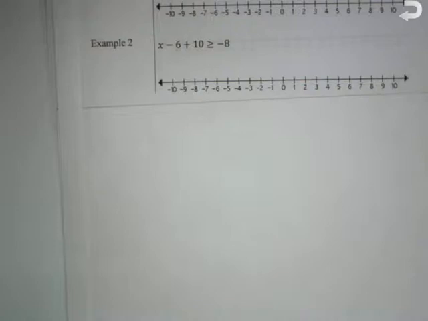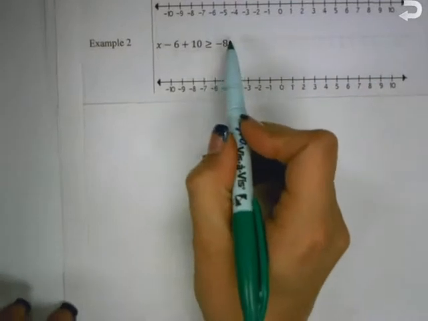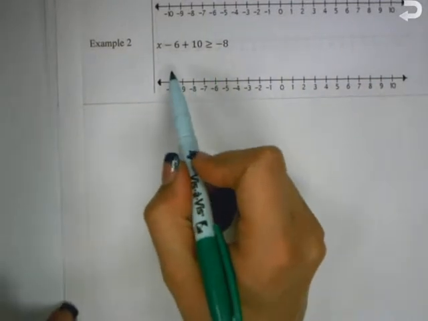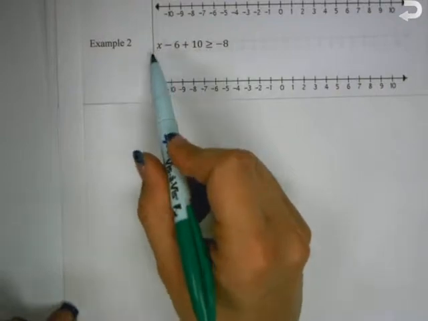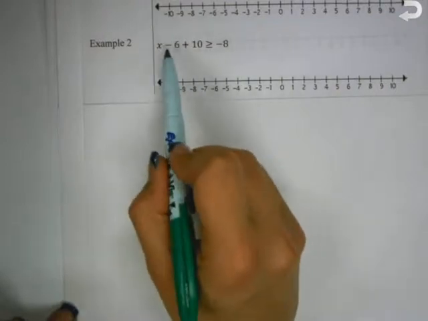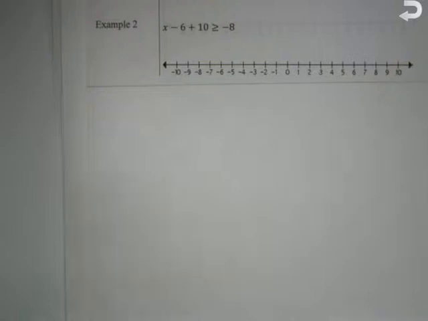We have x minus 6 plus 10 greater than or equal to negative 8. Now this time, is x on the left-hand side already? Yeah, so we don't have to flip it, but we do need to simplify the whole left-hand side before we can actually graph.